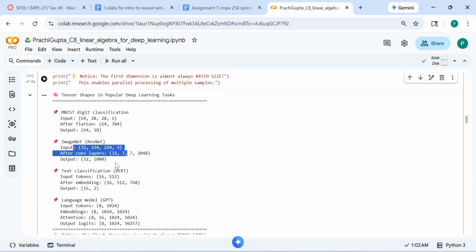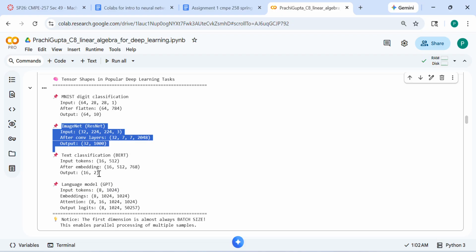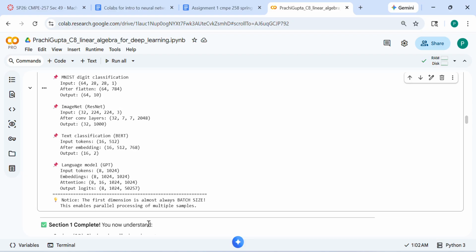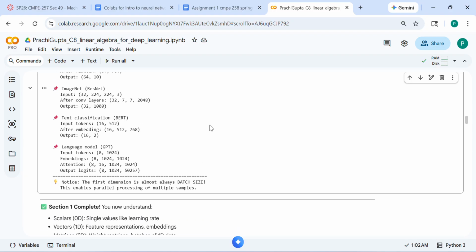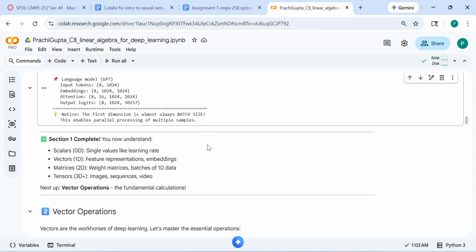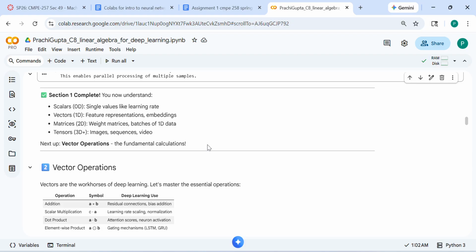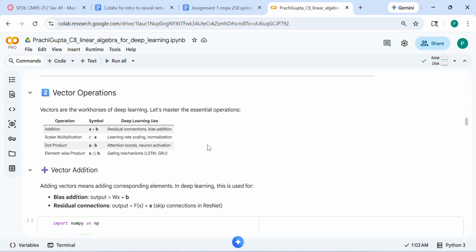For ImageNet also it's the same. For text classification it's the same. For language models it's the same. So the first dimension, if you see, is 64, 64, 64. For ResNet it's 32, 32, 32. For text classification it's 16, 16, 16. For the language model GPT it's 8, 8, 8. So the first dimension is almost always the batch size that enables parallel processing for multiple samples. Moving forward, section 1 is completed. We'll see the vectors now.